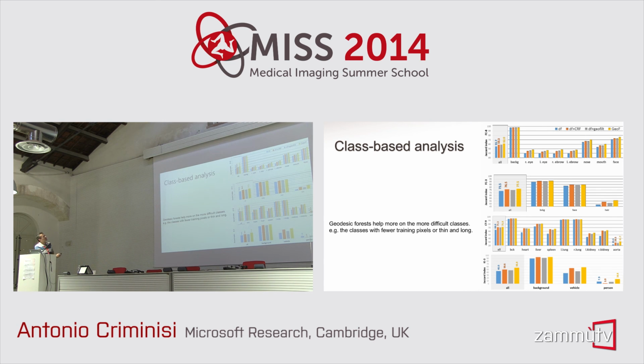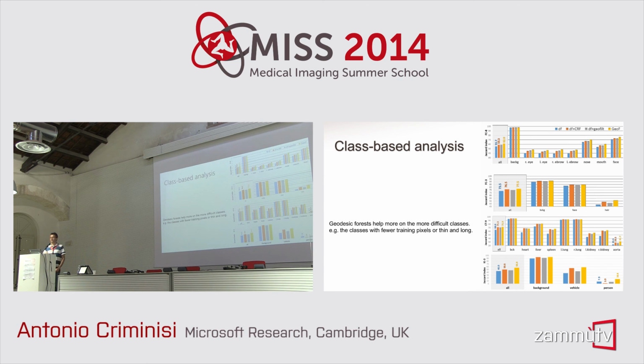For instance, here we have the face data set. And here we have the background class, the face class and the hair class. In yellow, we have the geodesic forest, and in red is the standard forest followed by a conditional random field. What you see is that in most cases, the yellow bar is higher than all the other bars. And this is especially true for the classes like hair, or eyebrows and eyes here, which are particularly difficult to segment. So, thank you.